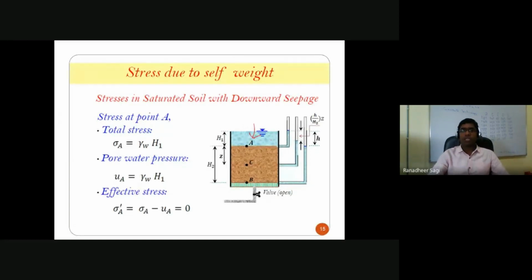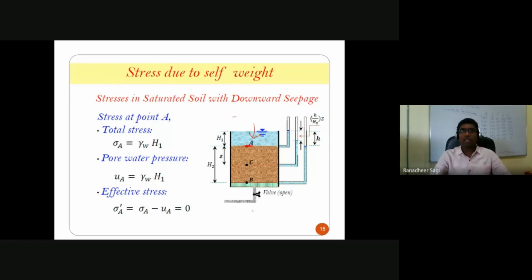Now, why is this flow happening in the downward direction? Because, let's say at the bottom you have a wall. Once the wall is open, the flow direction is going to be downward, because of the total head at a point. Let's say the point A, here is your point A.